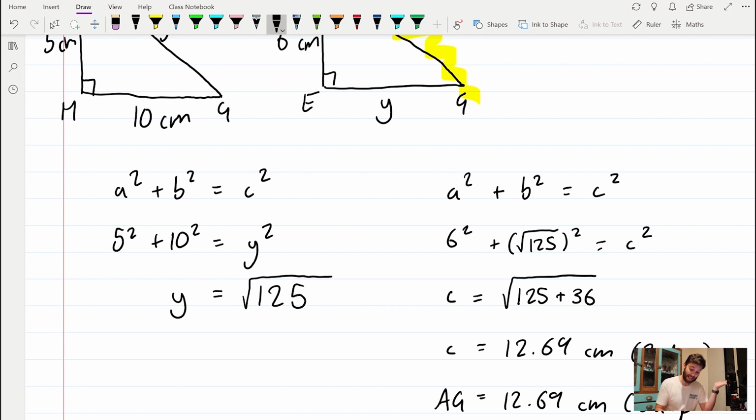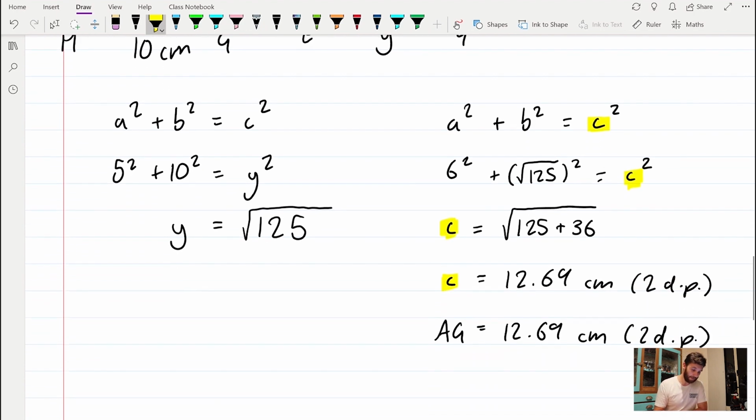Or you can replace C with AG through your working out as well. I've just kept to the C through here just to make it very clear I'm doing a Pythagoras related question for this one.